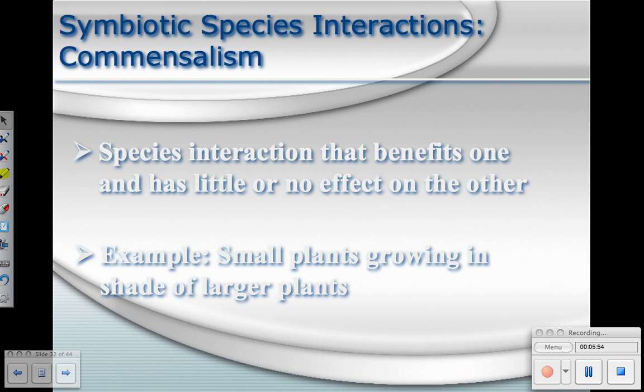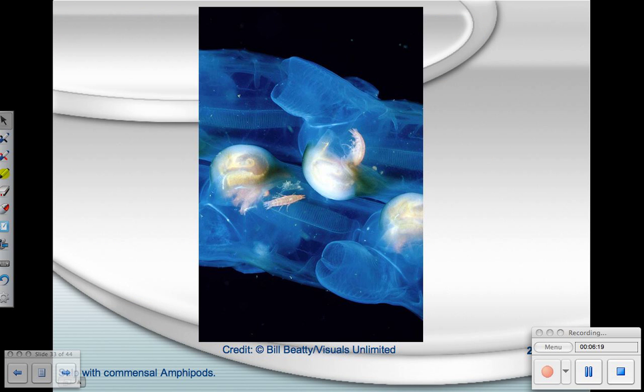And then another type of symbiotic interaction would be commensalism. So this is where one organism gets benefits out of it and another gets very little to no effect from the relationship. One example would be like a small plant growing under the shade of a large plant, a barnacle on a whale, very little interaction between the two organisms.